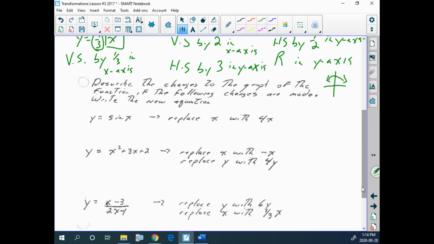Describe the function, describe the changes to the graph if the following changes are made, write the new equation. So we're going to replace x with 4x. So here is the new equation. Oh, that's not the new equation. That's the new equation. Okay. So we've replaced x with 4x, so we replaced x, so that's horizontal, stretch. And again, it's next to the variable. So we take the reciprocal, y 1/4 in the y-axis.